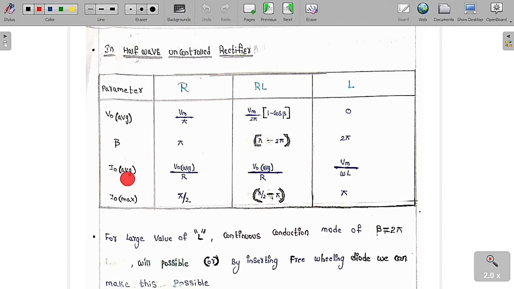Whereas the average value of the current in case of R load is V not average by R, whereas for L load it is Vm by omega L, and for RL load also it is equal to V not average by R, because V not average is equal to I not average into R plus VL average, and as VL average is equal to 0, therefore I not average is equal to V not average by R. Similarly, I not maximum is going to occur in resistor load at pi by 2, whereas for L load at pi, whereas for RL load it is going to occur in between these two, pi by 2 to pi.